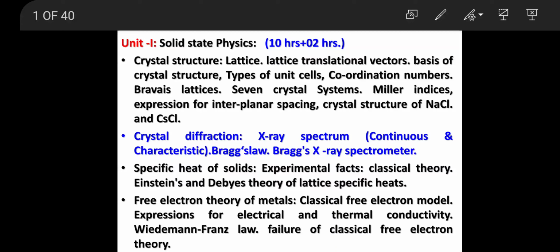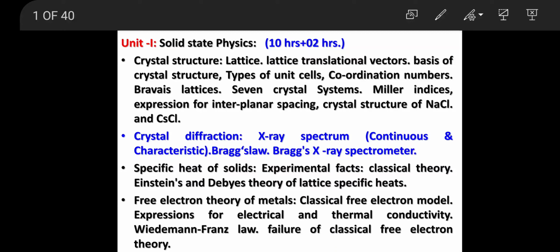In compliance with the university calendar of events, though the odd semester theory examinations are still pending, we are commencing even semester classes, of course, from home. For this semester, I have been entitled to engage your class Paper 1, in which the first unit, solid state physics, has been allotted to me.